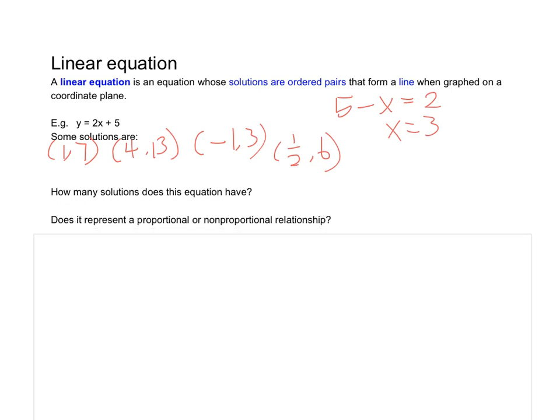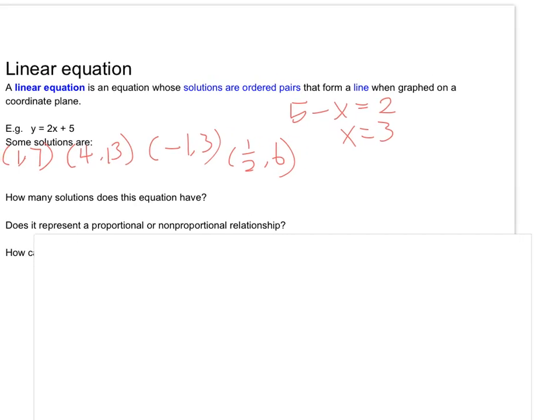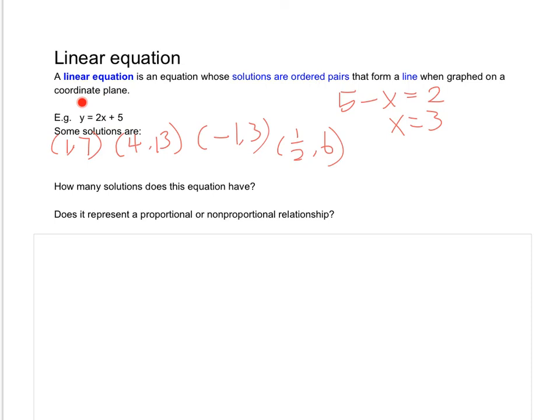Does it represent a proportional or a non-proportional relationship? Just by looking at this equation, I can see that it is non-proportional, because for a proportional one, there shouldn't be a constant term. It's just y equals a constant times x. But now I have this 5 that makes it non-proportional. How can I make it proportional? It's very easy. I just take out the 5 and leave y equals 2x, and that will be proportional. Or I can say if this constant term is 0, then it would be a proportional relationship.